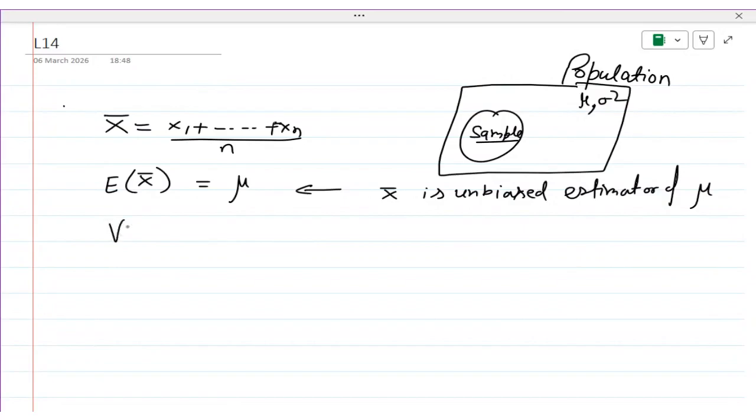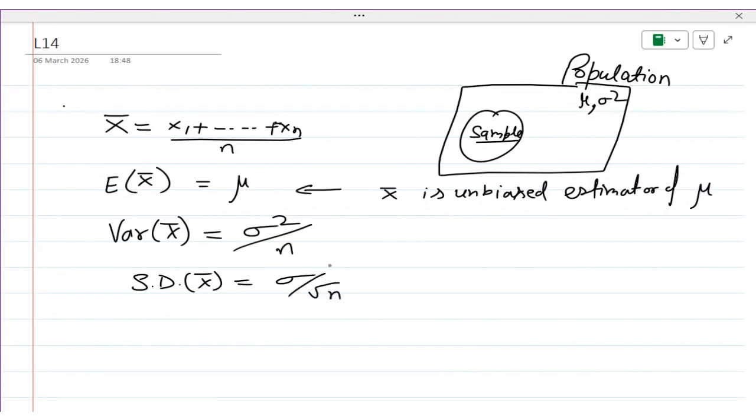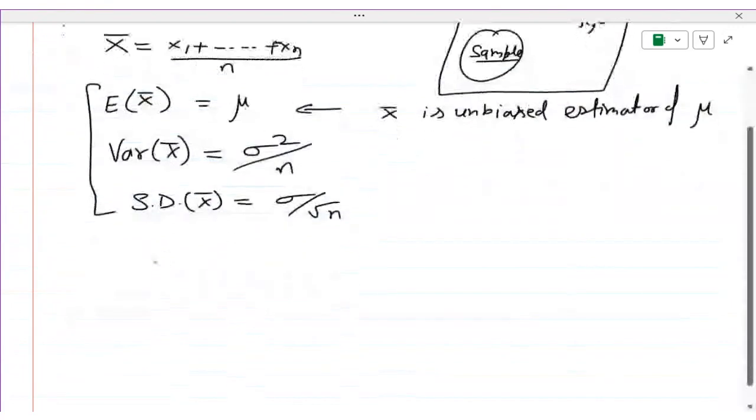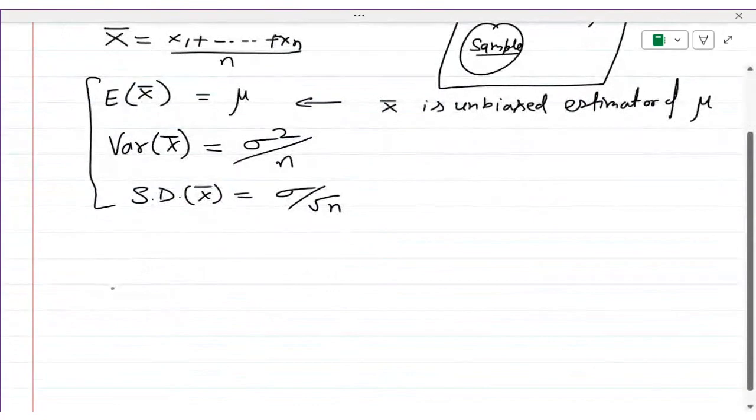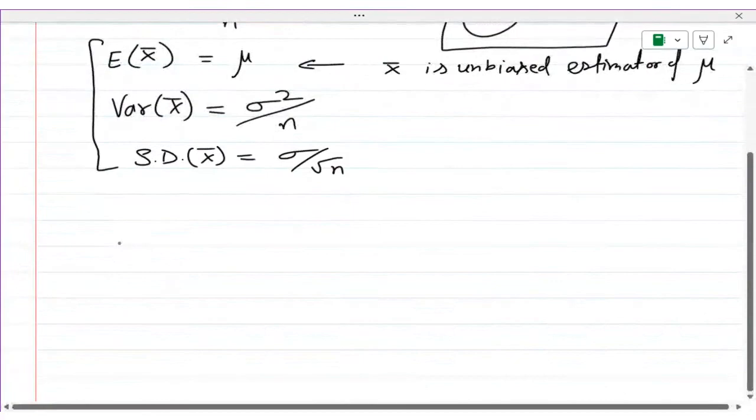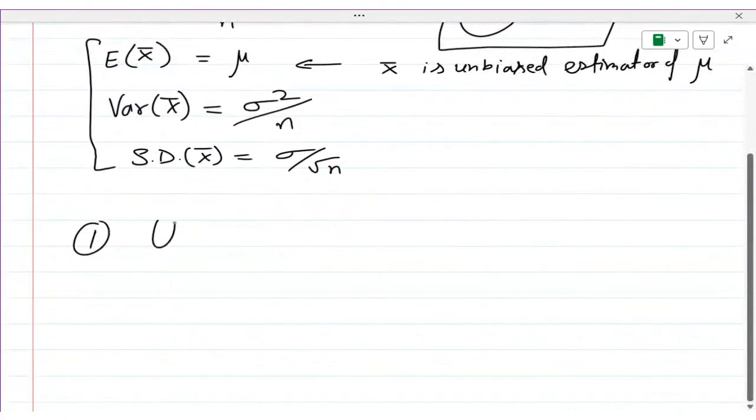And the second thing we have seen was the variance of x bar. So the variance of x bar was equal to sigma square by n, not root n, and the standard deviation of x bar was sigma upon root n. So these are the things we have seen yesterday, and then I told you how we know when an estimator is a good estimator. So there are some characteristics. The first characteristic was unbiasedness.